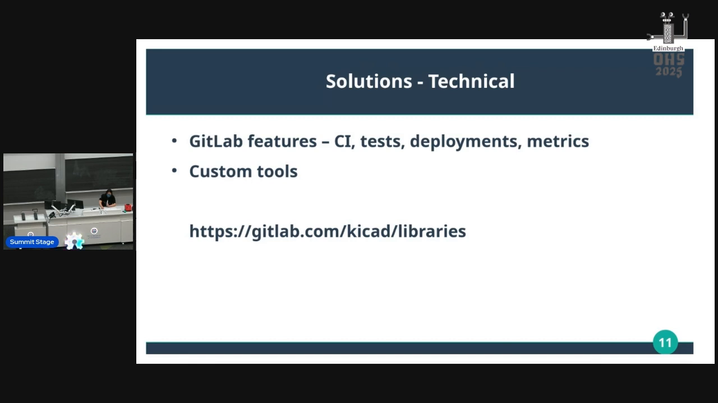We use CI pipelines for automated checks. We deploy custom review tools. We use metrics and test reporting to understand the impact of a change. And we also have lots of custom tools. Many of those actually came from external contributors, some from us, and some from external contributors who later joined us as librarians.